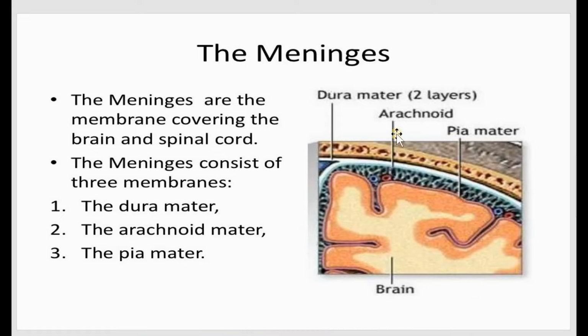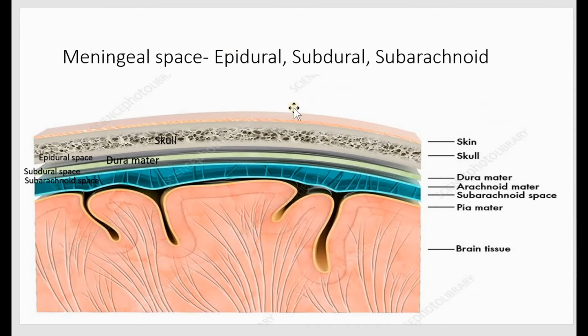And in between there is arachnoid mater. This is the middle layer and it has a web-like appearance. And the outside tough layer, which is close to the skull, is called dura mater. Now let's see the spaces of the meninges. Meninges has three spaces: epidural, subdural, and subarachnoid.